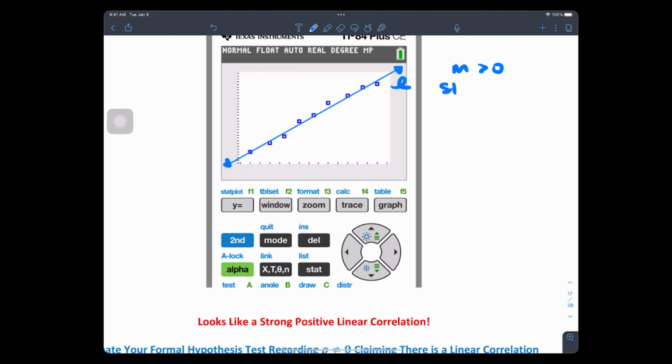So this is what we say. It looks like there's a strong what? Positive slope line. Linear correlation. That's what it looks like. What do you guys think? Is that okay?